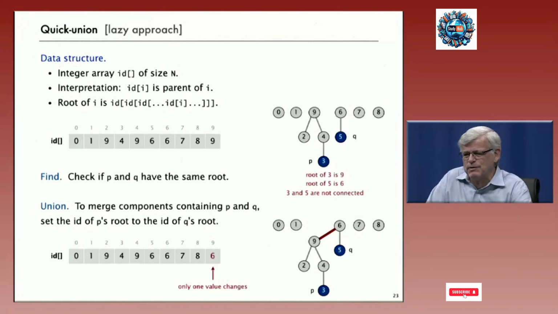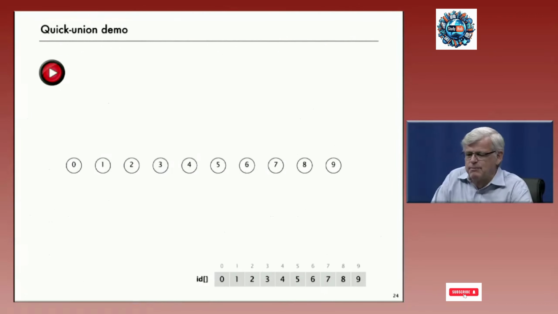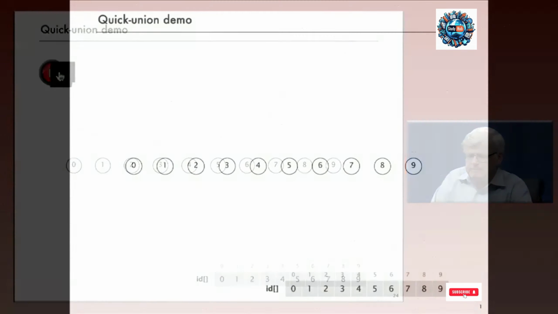So in this case, we would change the entry of 9 to be 6 to merge the components containing 3 and 5. And with just changing one value in the array, we get the two large components merged together. That's the quick union algorithm, because the union operation only involves changing one entry in the array. Find operation requires a little more work. So let's look at a demo of that one in operation first.